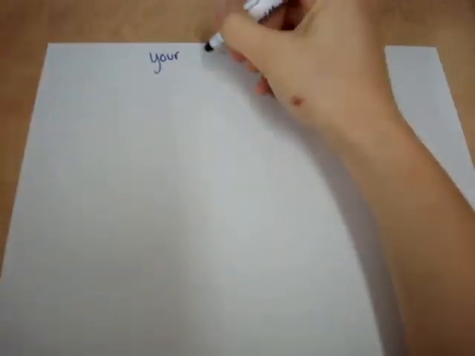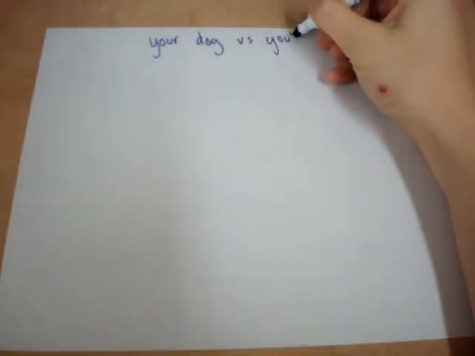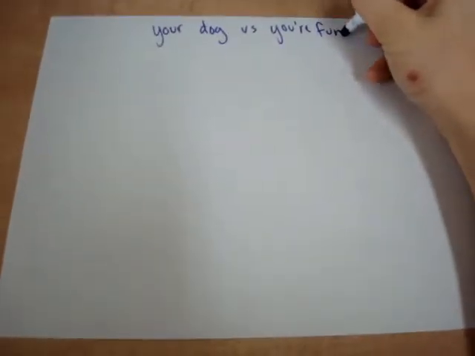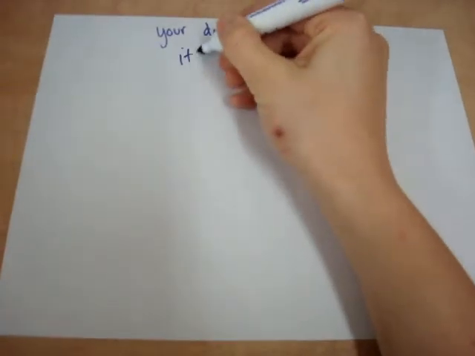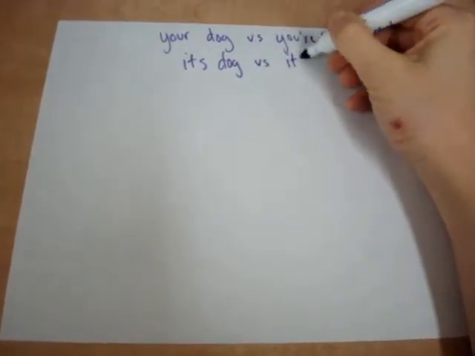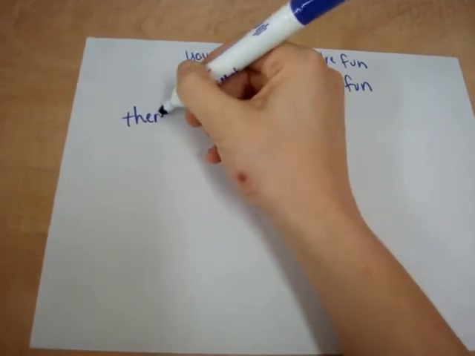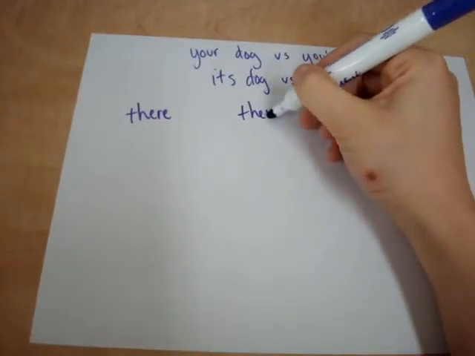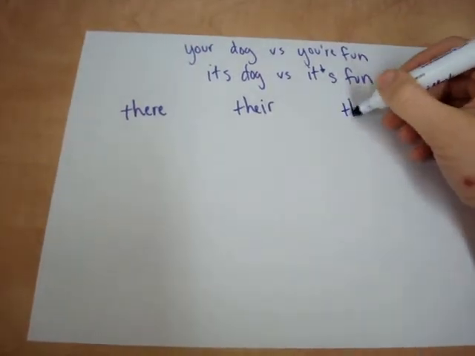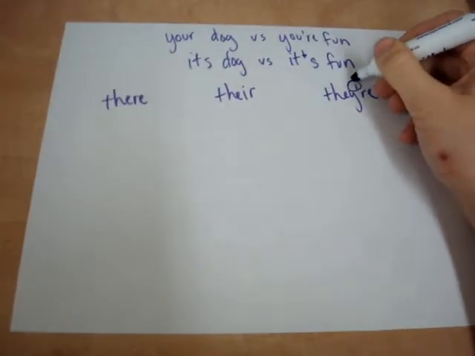Let's look at the two words next to each other. So we have your dog versus you're fun. Or its dog versus it's fun. Notice each time the apostrophe represents the missing words. There's a tricky situation then with the word there, where we have three different types.